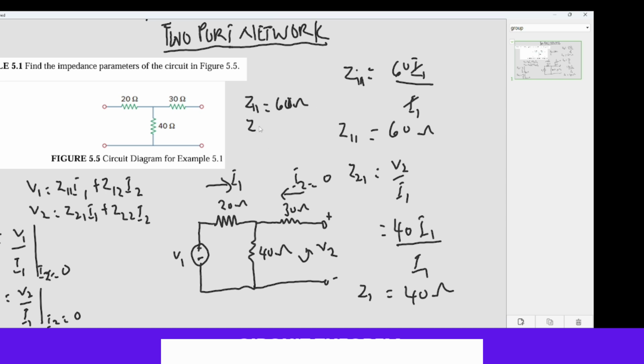Then Z21 is equal to 40 ohms. So now, take all this away.